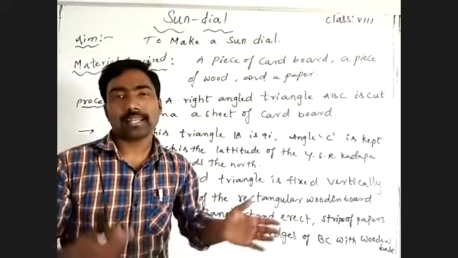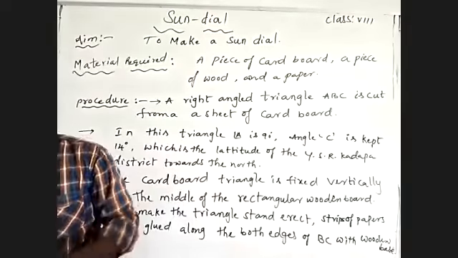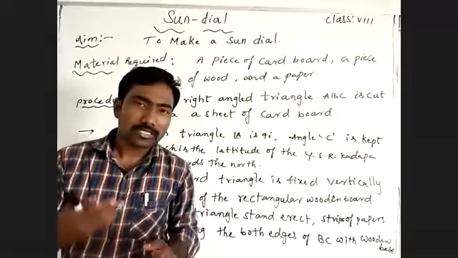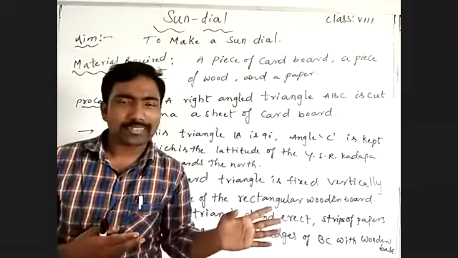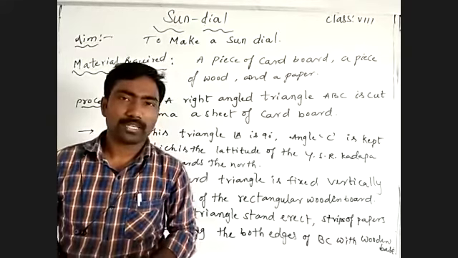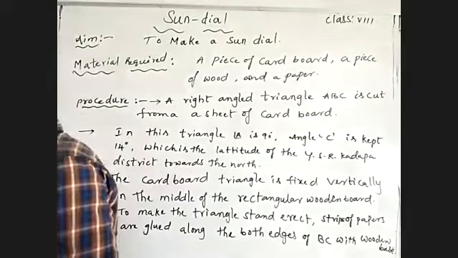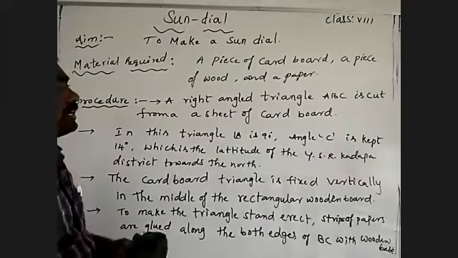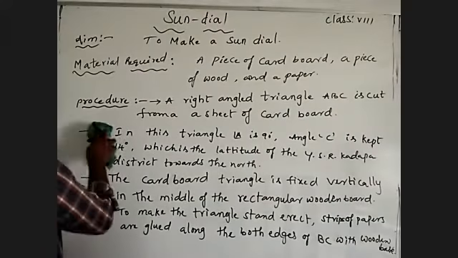Understand? Then now, how will it work? Now, what do we observe here? See that B is towards the north direction, C is towards the south direction. Understand? And now, how will the sundial work? Let's talk about that.